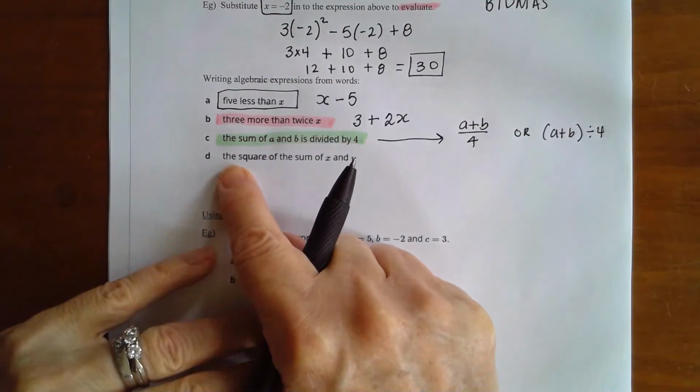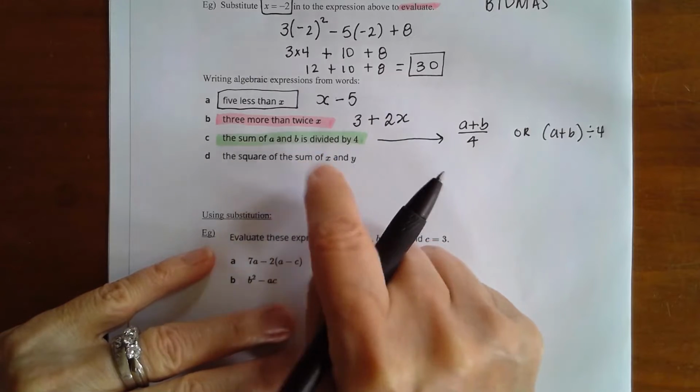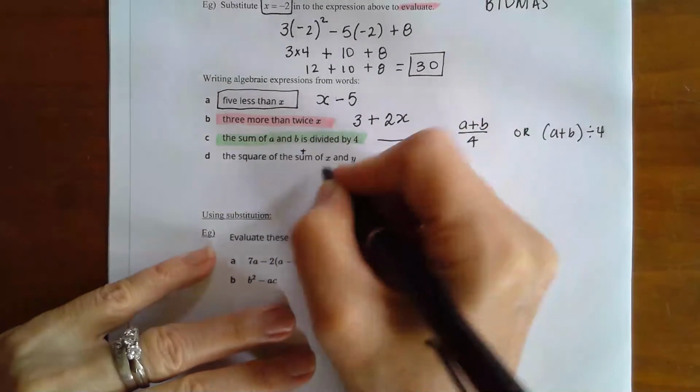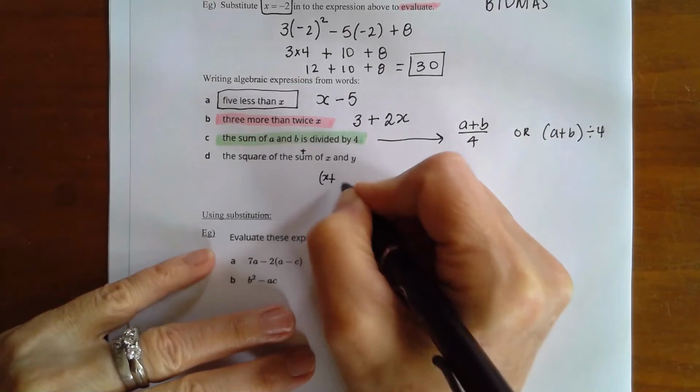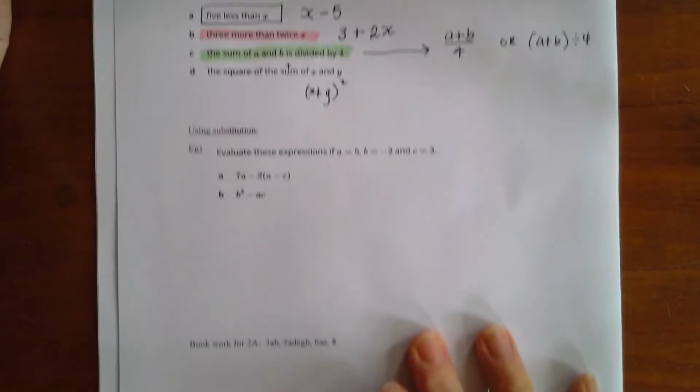The square of the sum of x and y. So I'm squaring the sum. Well, sum means add. So I'm going to add the x and y, and then I'm going to square it. Okay, good. Let's move on.